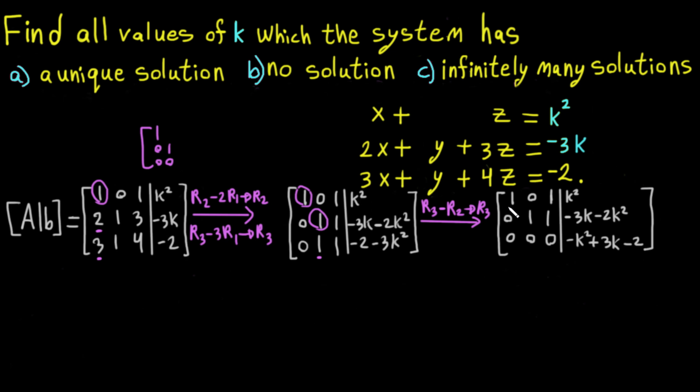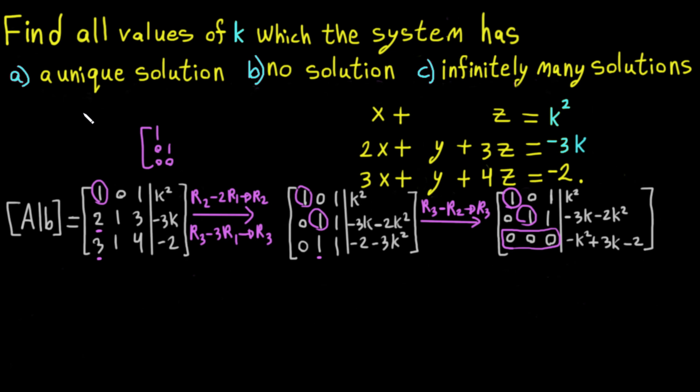So here we have a leading one, here we have a leading one. And as you can see here, you have zeros. Since you have zeros, you have either no solution or infinitely many solutions. You don't have a unique solution, because a unique solution has a leading one.